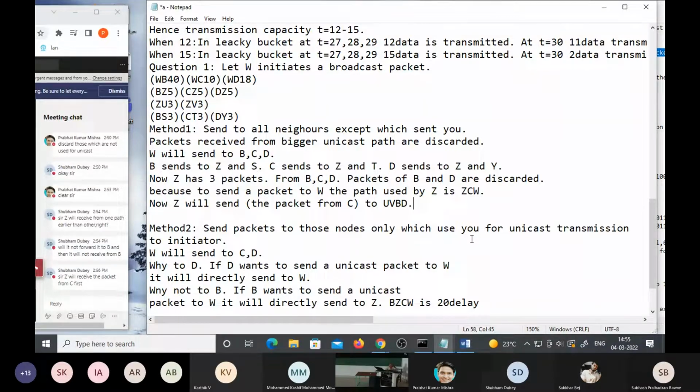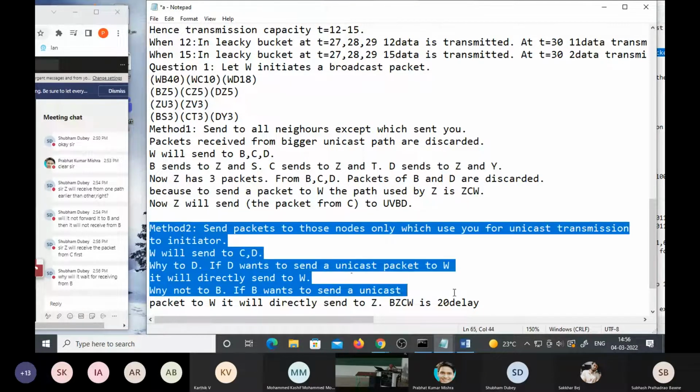That is correct. Z will receive the packet from C first. The first packet which it receives, it will send to all the neighbors except the sender. Yes, correct. It should not be sent back. Now you are fully correct.